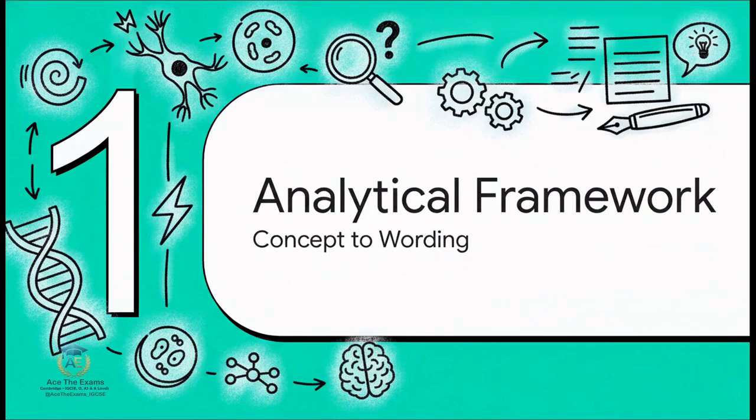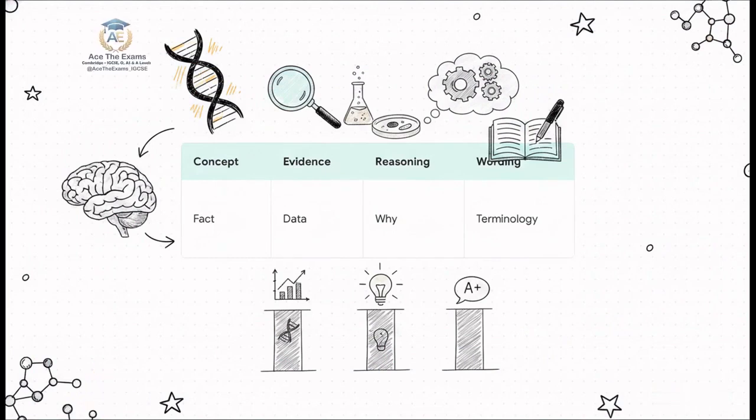Moving on to Section 1, the analytical framework from concept to wording. This framework is basically how you translate a biological concept in your head into the perfect wording on the exam page. Top-scoring candidates deconstruct every single question into 4 distinct pillars. Column 1 is the concept, meaning the underlying biological fact. Column 2 is the evidence. That's the specific data or context you pull directly from the exam stimulus. Column 3 is the scientific reasoning, which explains the why behind the mechanism. And column 4 is examiner wording, which ensures you're using the exact scientific terminology required. To guarantee full marks, you absolutely need all 4 of these pillars working together.